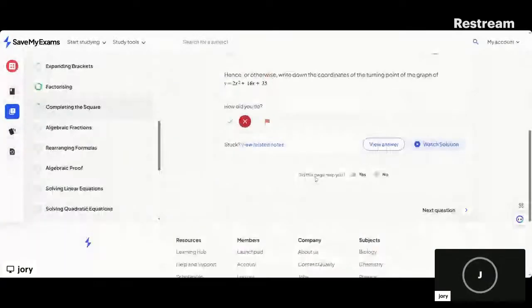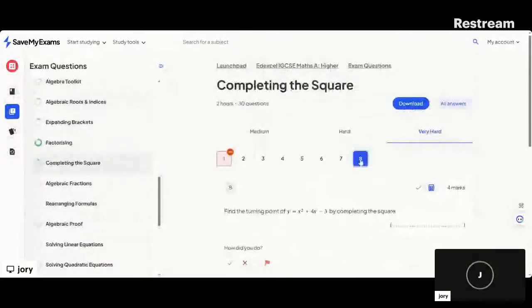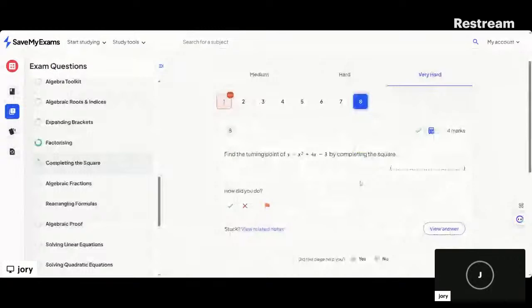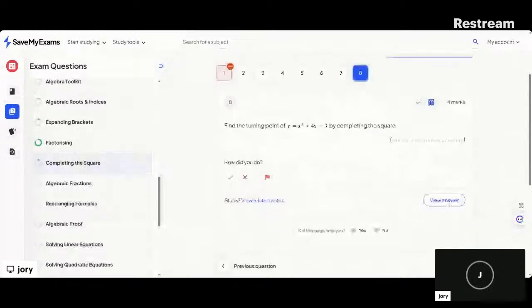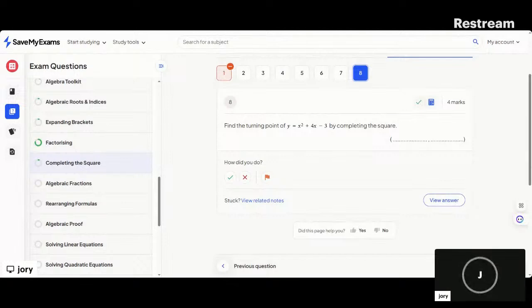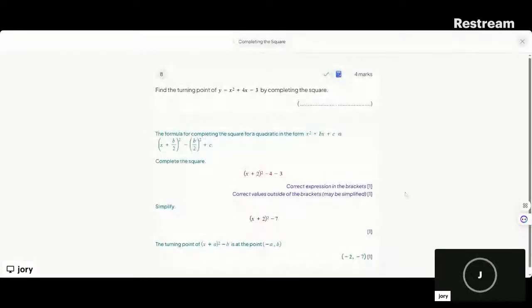Okay, got it. Very hard. Find this one's turning point by completing the square. We just saw that. Plus 4, plus 4. So it's going to be x squared plus 4x plus 4 minus 3 minus 4, which is minus 7. And it's going to be x plus 2 squared minus 7. So it's going to be negative 2, negative 7. Yay!